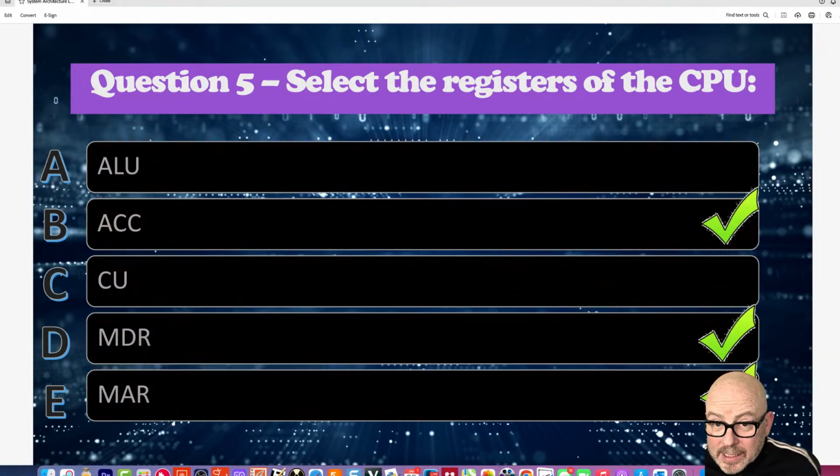It is the ACC, the accumulator, the MDR, the memory data register, and then we've got the MAR, the memory address register. So those are the 3.